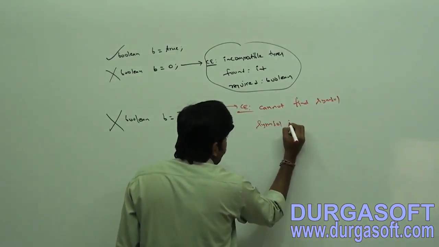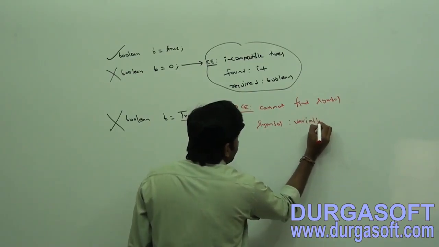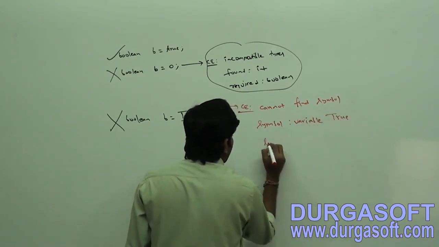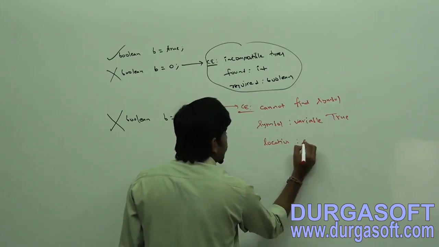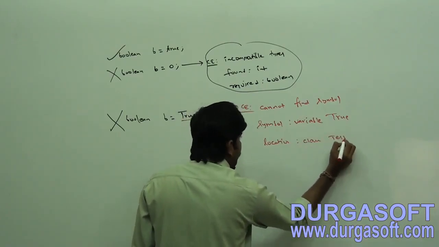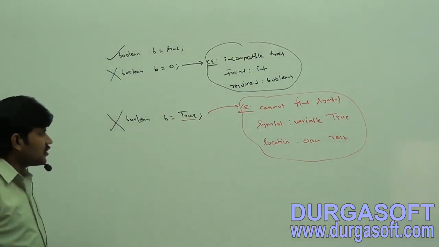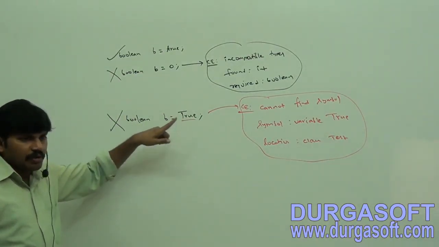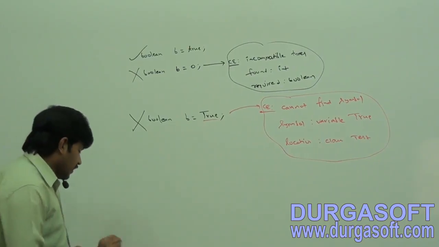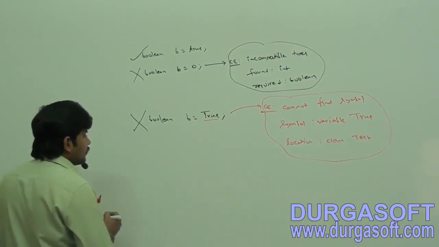Which symbol? The variable true. In which location? Class Test. Assume I take this line in the test class. That's why in class Test I'm unable to find variable true, and we get the compile time error. Make sure you people are aware.